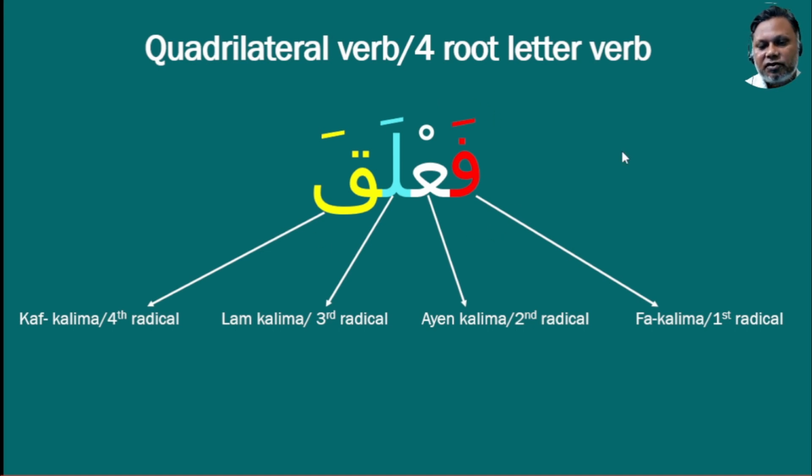The 4-root letter verb is not so difficult. It is very easy and simple. So fa'alaka is the pattern for our 4-root letter. Let's see some examples. The most popular 4-root letter verb is waswasa. You see the second letter, the ain kalima, sin, has got the sukun, and the rest three are fatha, fatha and fatha. So this is under the 4-root letter verb. Waswasa means whisper, gossip or rumor.